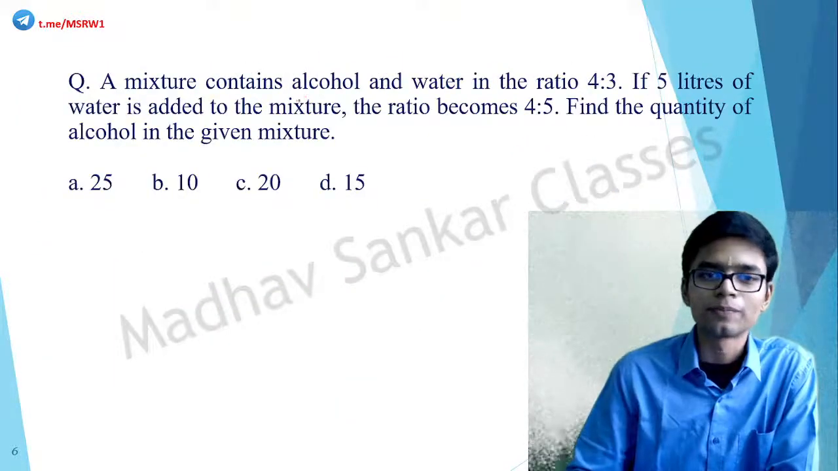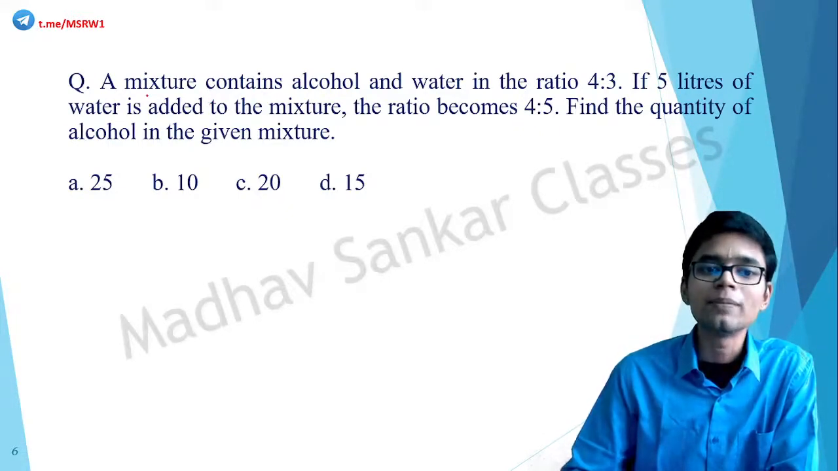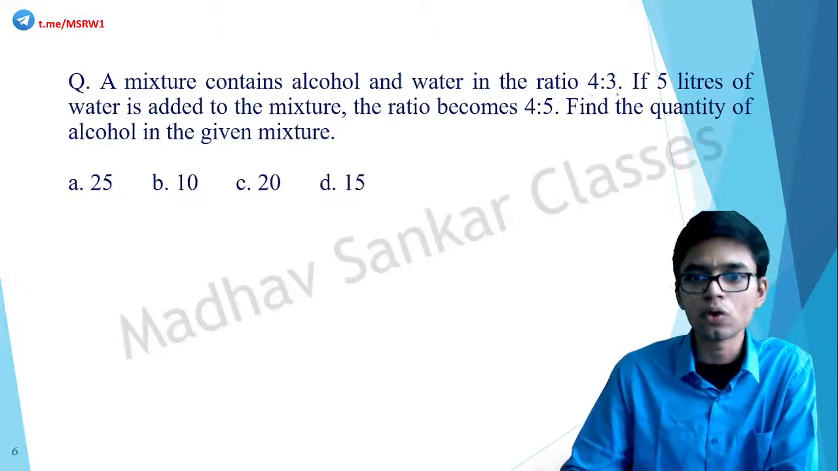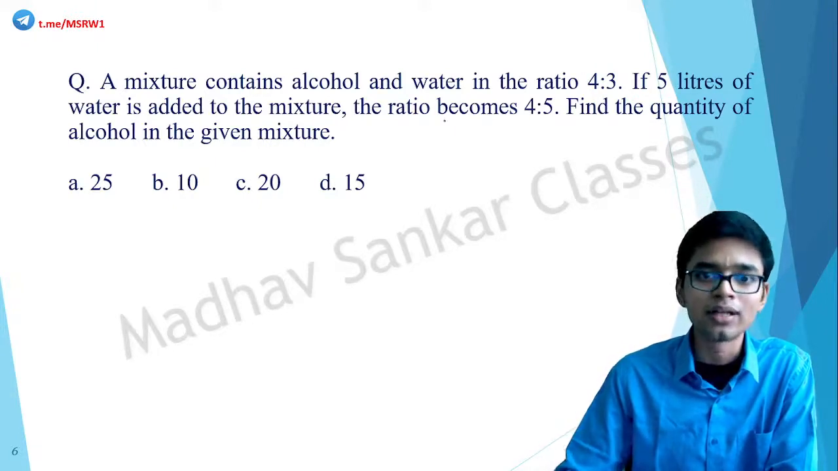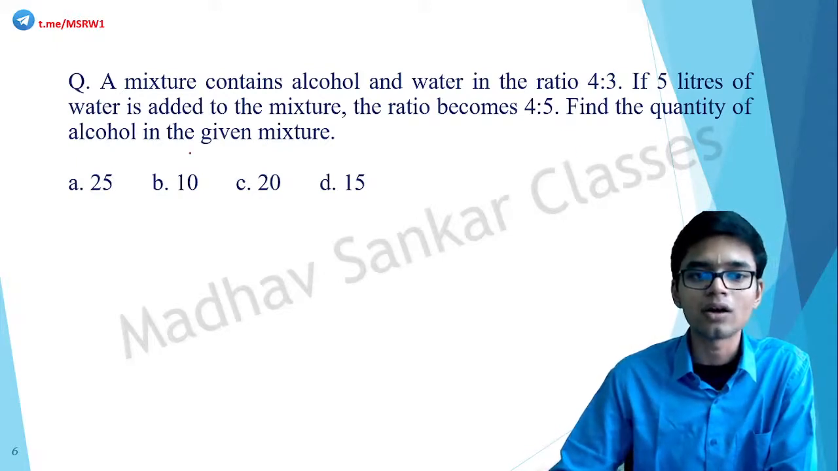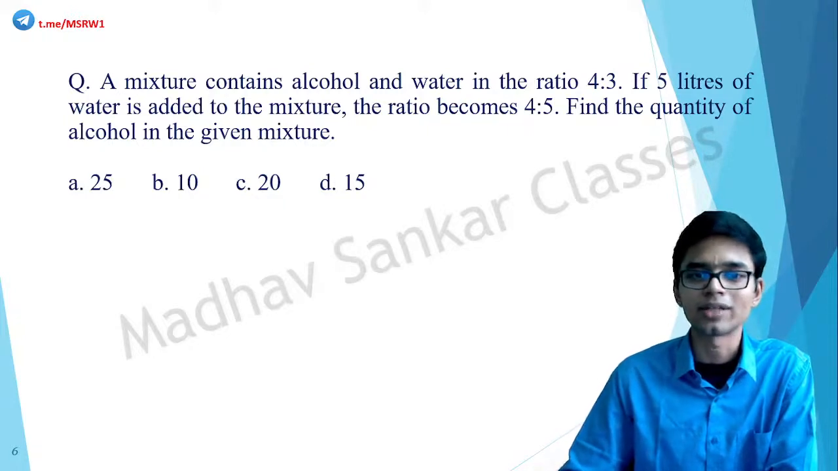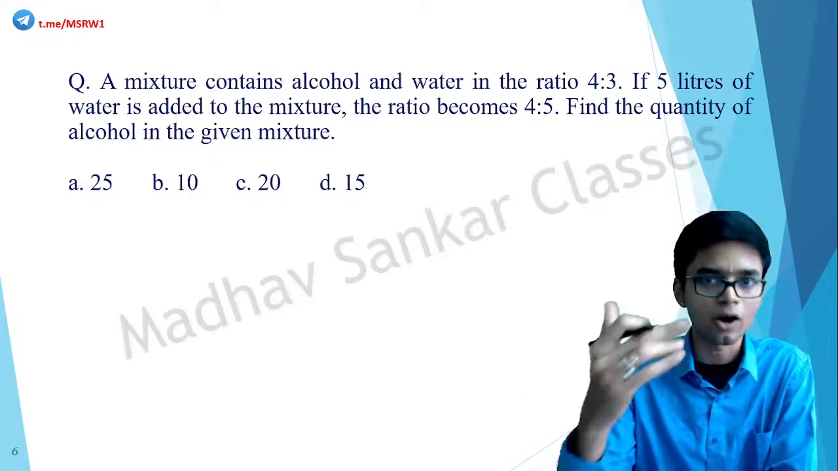Going into another one. You might have seen this question very often. A mixture contains alcohol and water in the ratio 4:3. If 5 liters of water is added to the mixture, the ratio becomes 4:5. Find the quantity of alcohol in the given mixture. What is the final quantity of alcohol? That's the question. I think you might have seen these kinds of questions a lot.